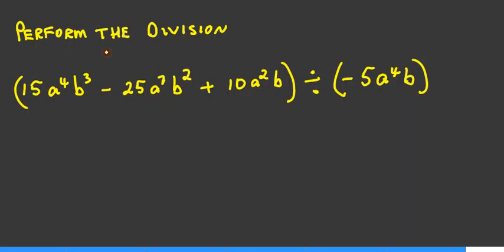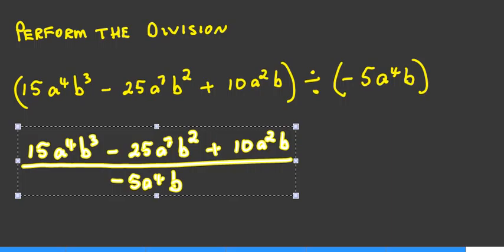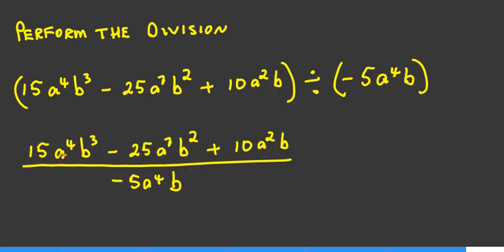It says perform the division. And what we have is this rather scary looking trinomial divided by the monomial, negative 5a to the fourth b. Now, we've seen division problems that look like this before, where it was in fraction form. And it's no different, because this fraction says to take the numerator and divide it by the denominator. So we could rewrite this problem in fractional form.